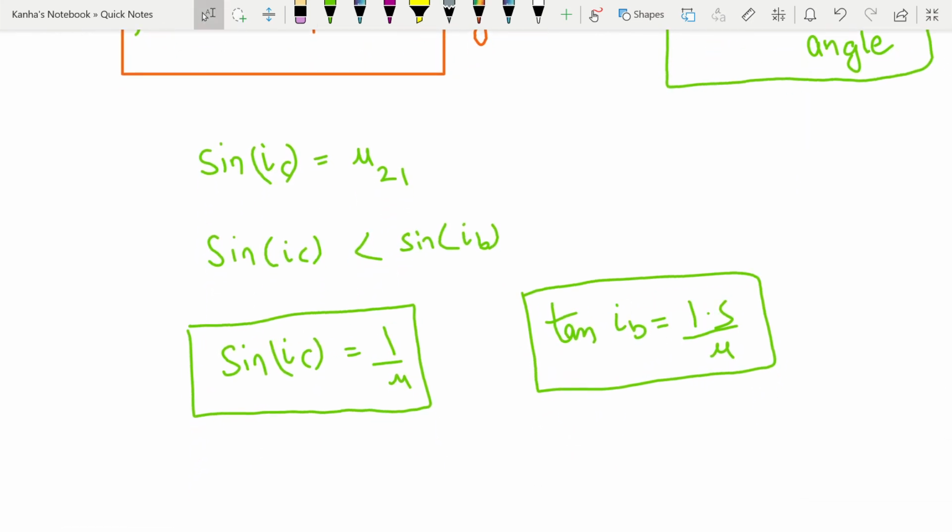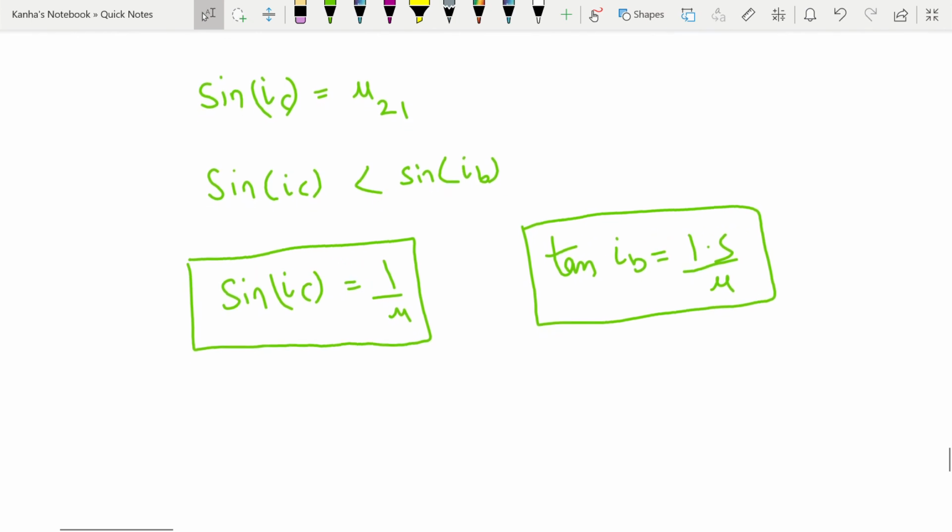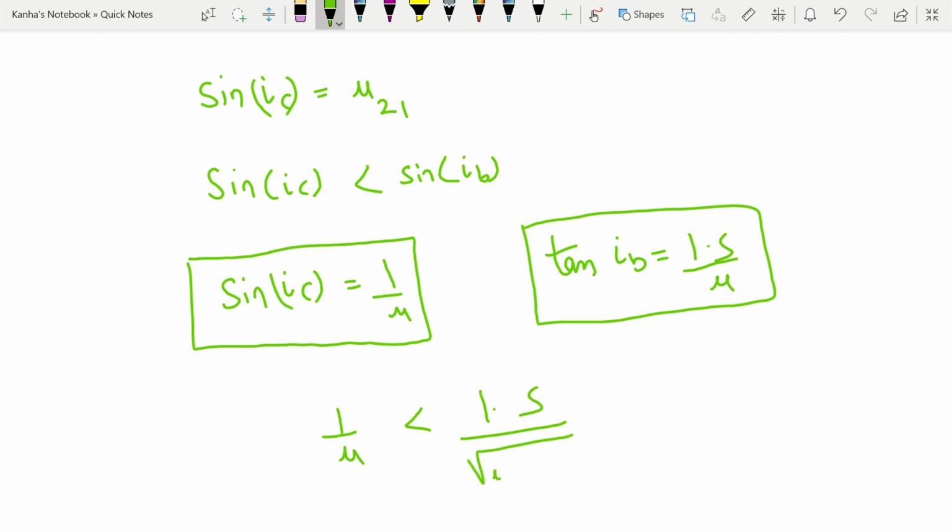Now because sine IC is less than sine IB, I can write that 1 by mu is less than 1.5 divided by root over mu square plus 1.5 whole square. That implies mu is less than 3 by root 5.